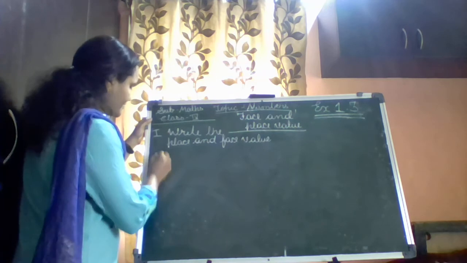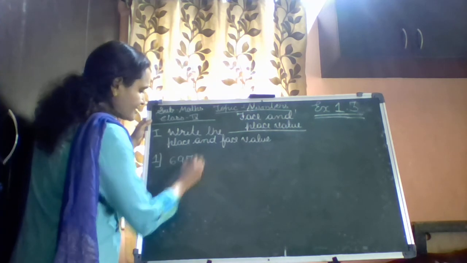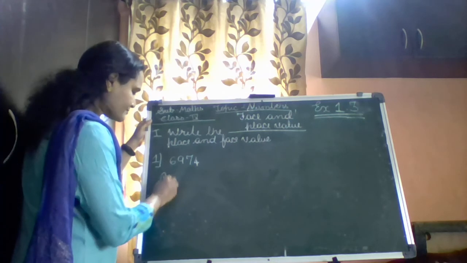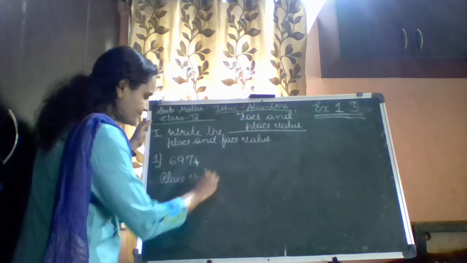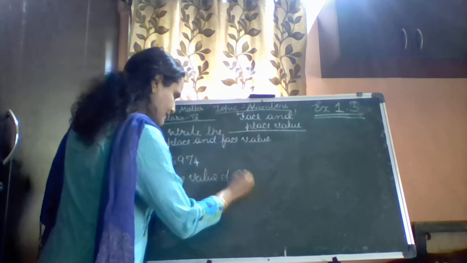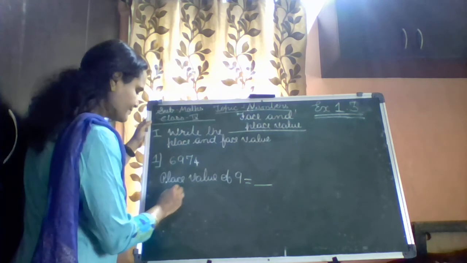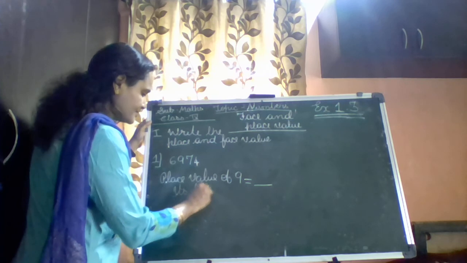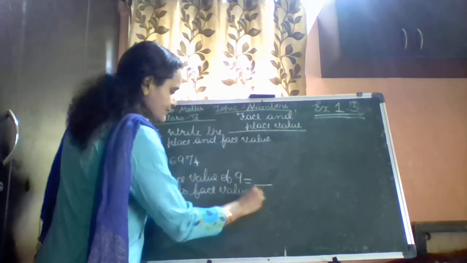Okay, the first question is, the first number they've given us is 3974, and they are asking us to write the place value of 9 is equal to what, and its face value is equal to what.